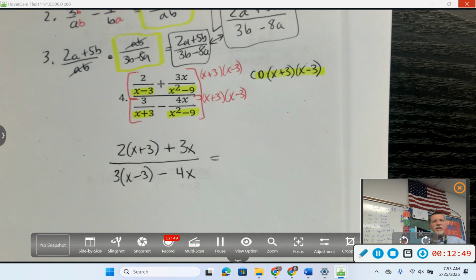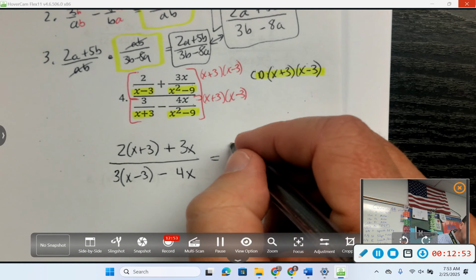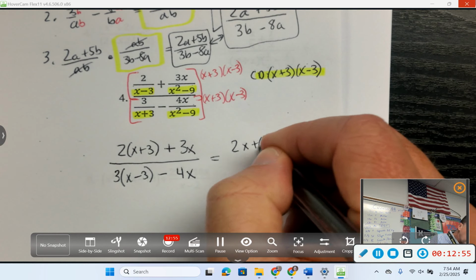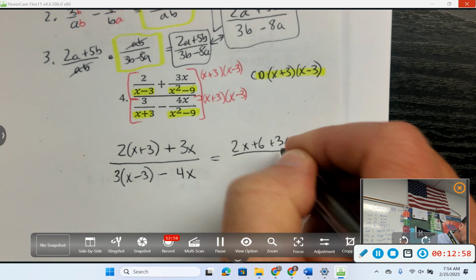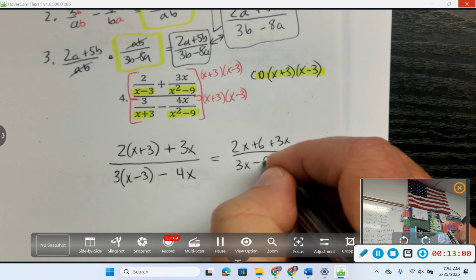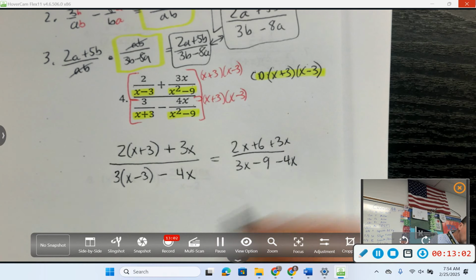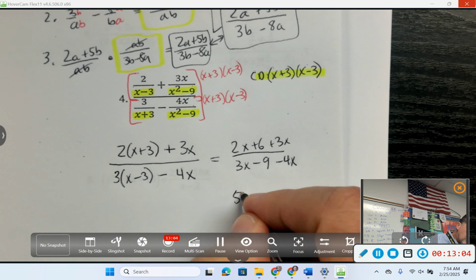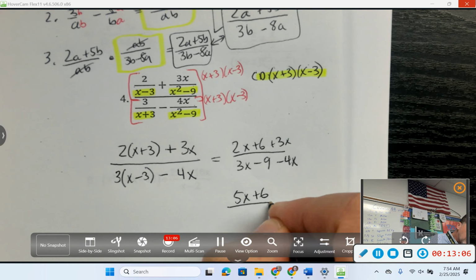Now, we're not quite done on that one. We need to multiply it out. Maybe something cancels. See what happens. 2x plus 6 plus 3x over 3x minus 9 minus 4x. So 5x plus 6 over negative x minus 9.